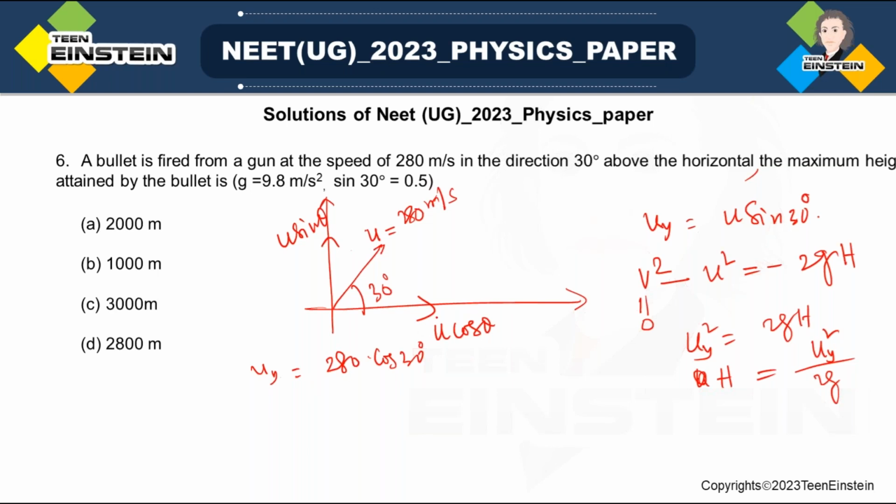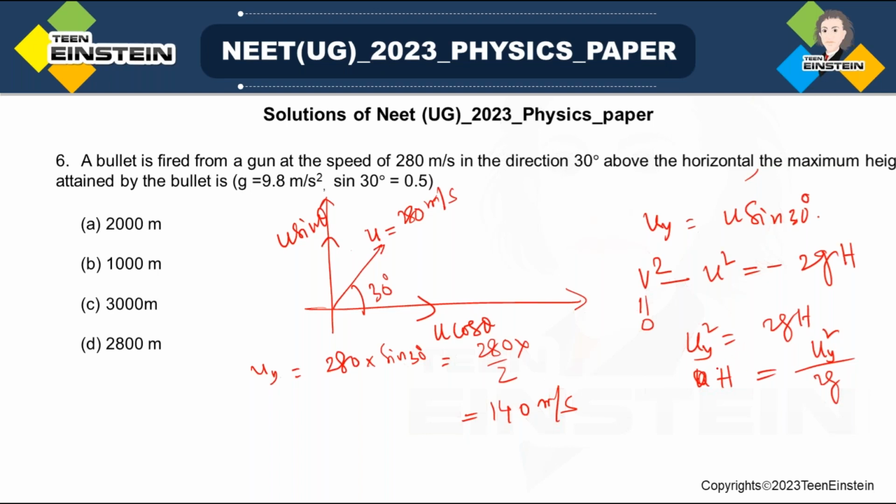I'm sorry, this is not cos, this is sine theta. I should take sine 30 degree. So uy we are getting as 280 by 2, because sine theta is equal to half, so it will be eventually 140 meter per second. So this we have got.